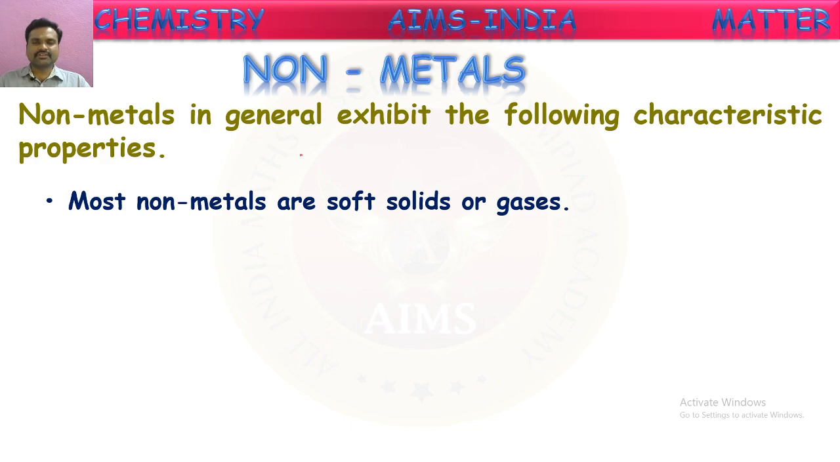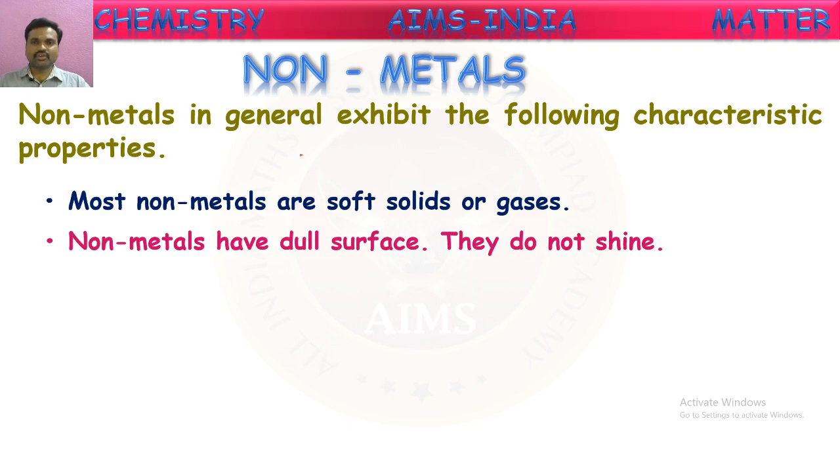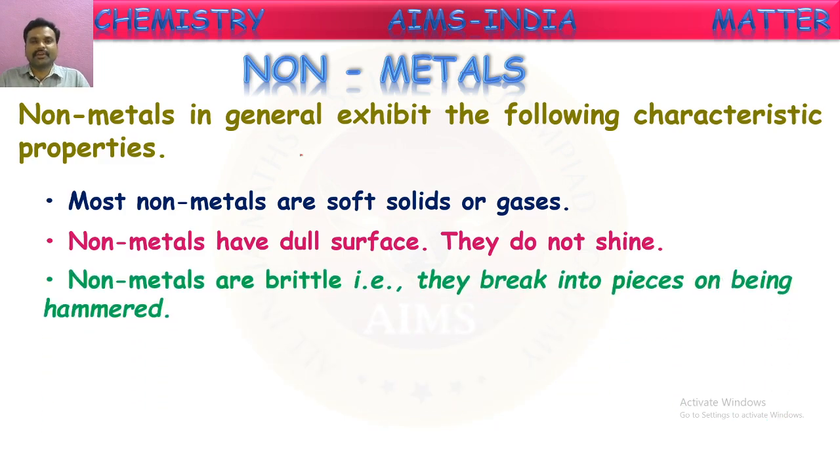Most of the non-metals are soft solids at room temperature, or gases. Non-metals have a dull surface. Yes, they do not shine; they don't have any luster. Non-metals are brittle. Brittle means they can break easily when they fall down.